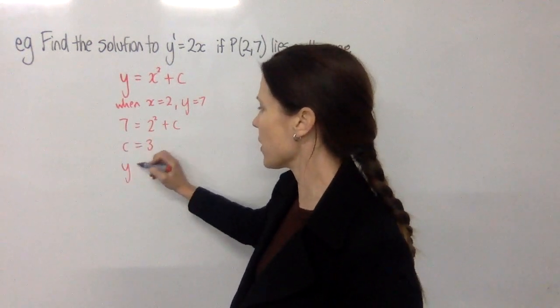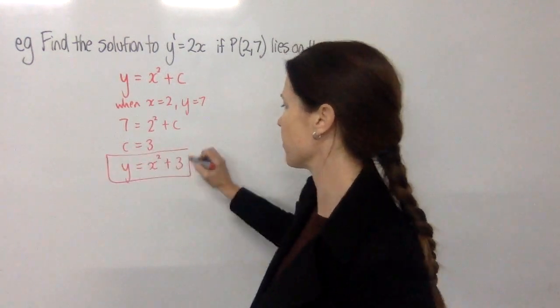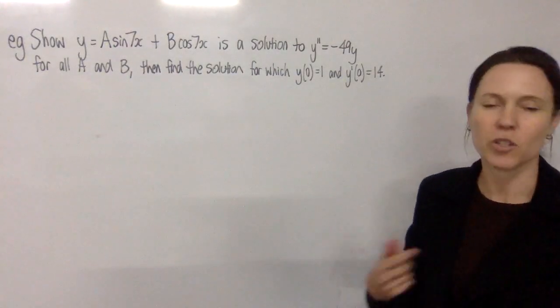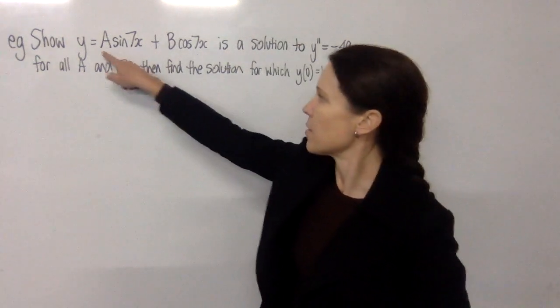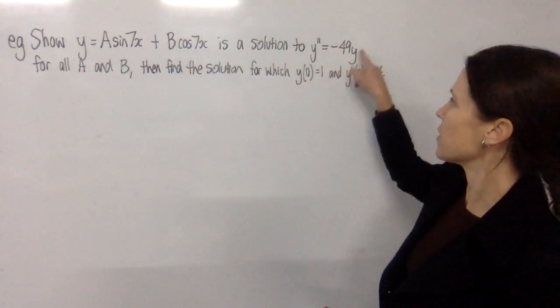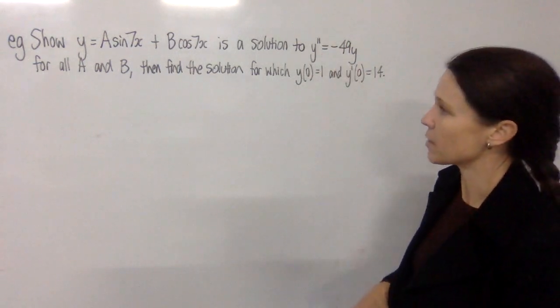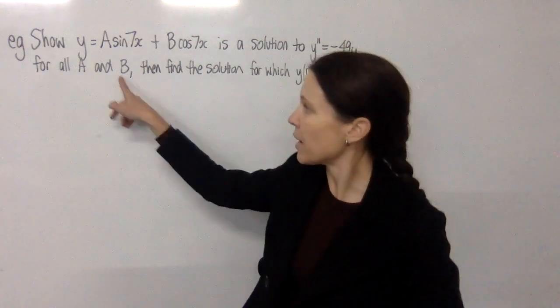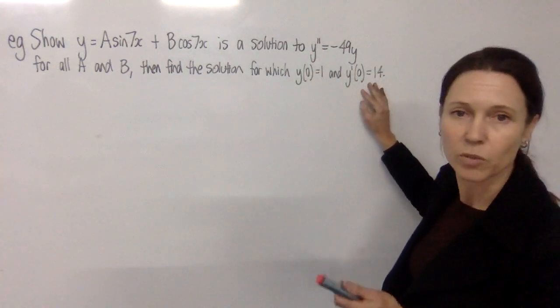So now we have the solution, y equals x squared plus 3. Now for some questions you just need to think ahead a little bit to see what you'll need to do. Here we need to show that this is a solution to this differential equation. Now notice straight away that it's of order 2, it's the second derivative, for all values of a and b, and then we need to find the particular solution for which these two clues apply.